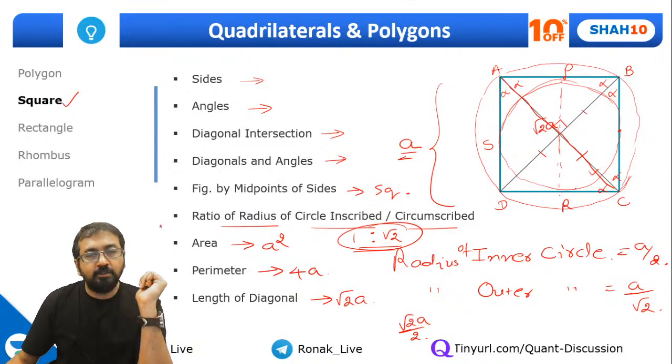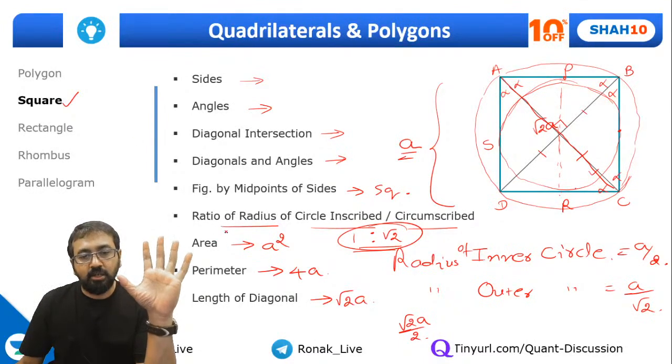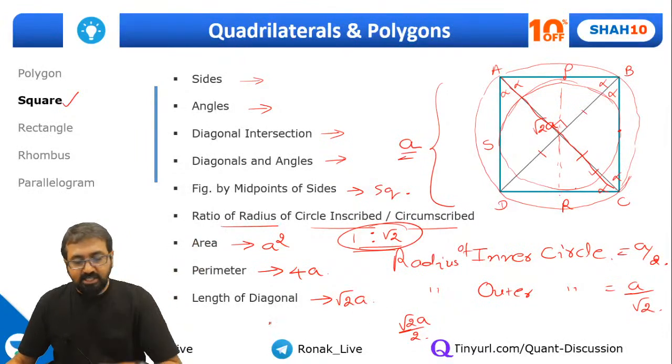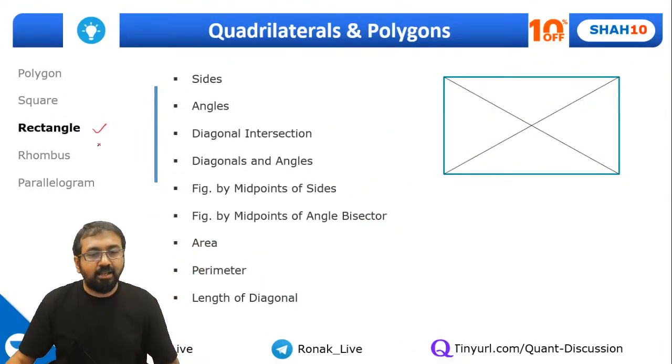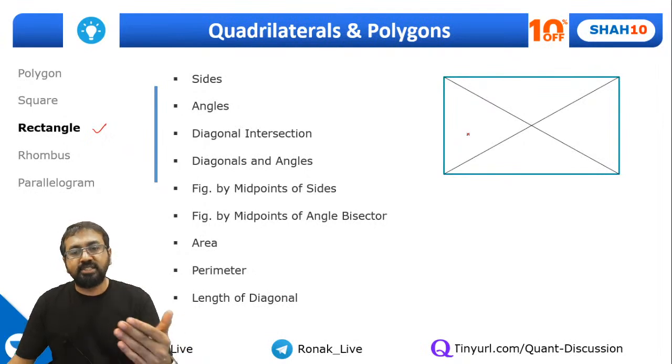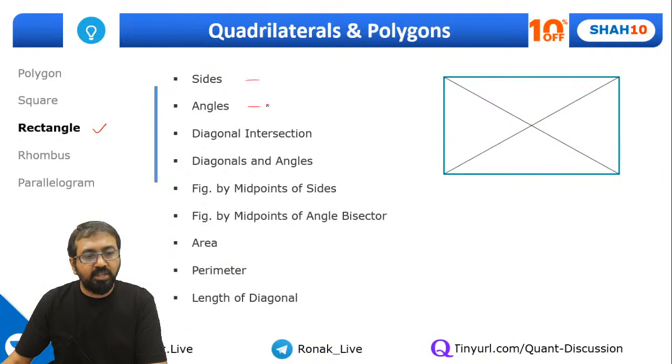So these are some of the parameters that you need to keep in mind. Okay, fine. Same way, let's go ahead with the next figure, which is rectangle. In a rectangle, of course, you understand that the lengths are the same and the breadths are the same. All the angles are also equal. So we are clear about this.